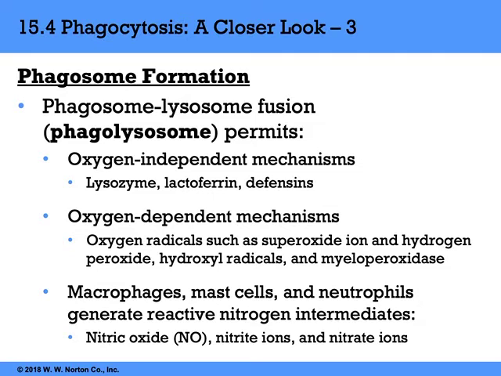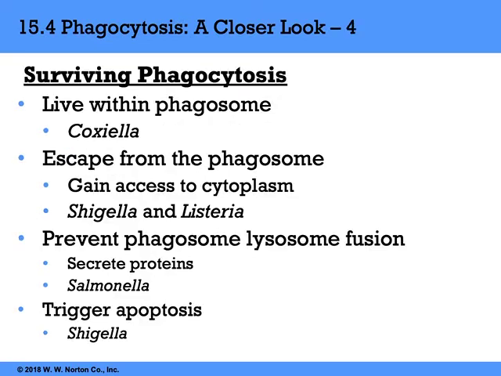Oxygen-dependent mechanisms include oxygen radicals like superoxide and hydrogen peroxide, again, which tear away electrons from healthy molecules and wreck their ability to do their job. Macrophages, mast cells, and neutrophils also produce nitrogen intermediates like nitric oxide and nitrite and nitrate ions, which have a similar effect on their targets. They are basically free radicals. Okay, so very damaging species.